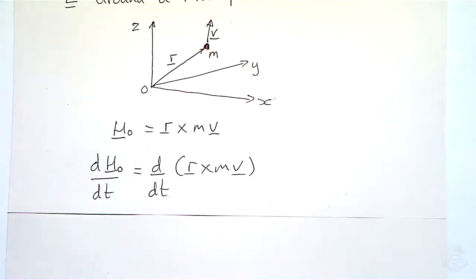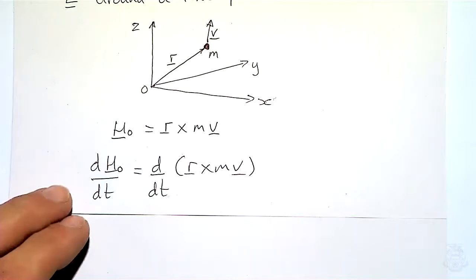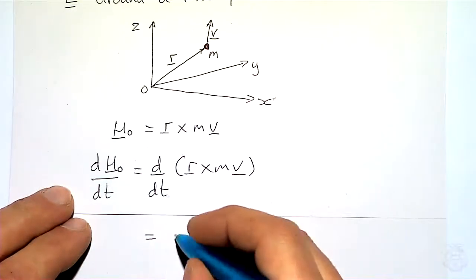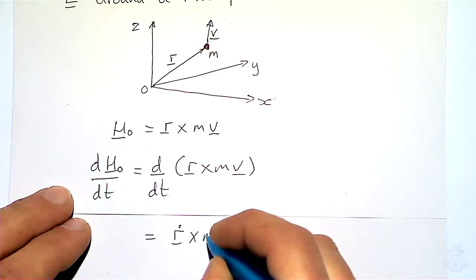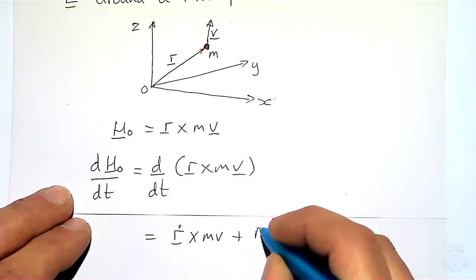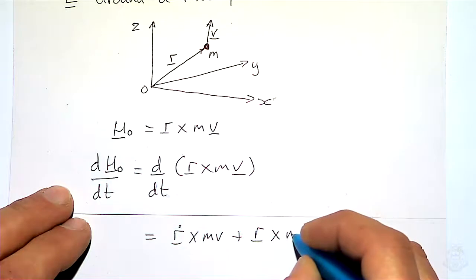As the mass is moving in space, both r and v can vary with time, can't they? Because r is the distance from the point O. So we have to use the product rule for differentiation again, in this case. So what we get is r dot crossed with mv plus r crossed with mv dot.